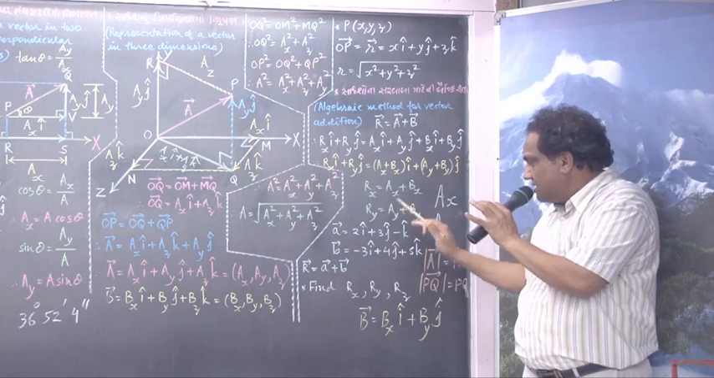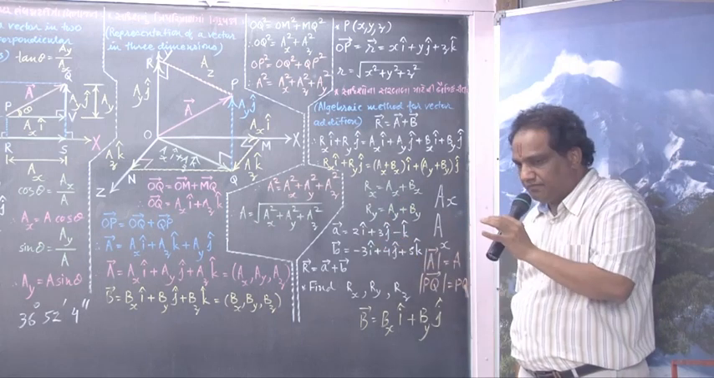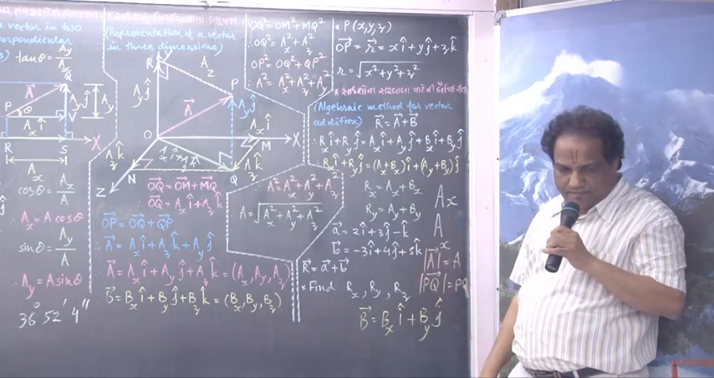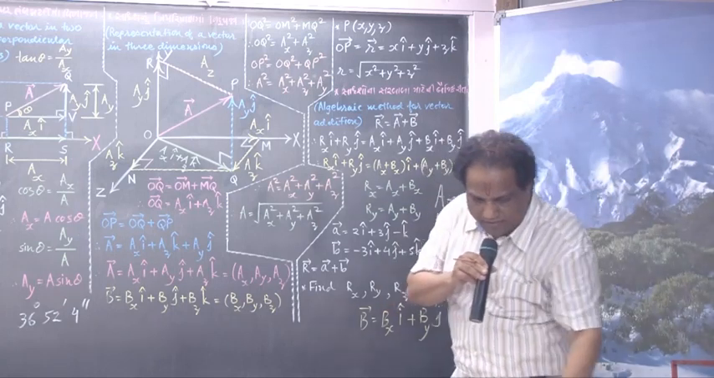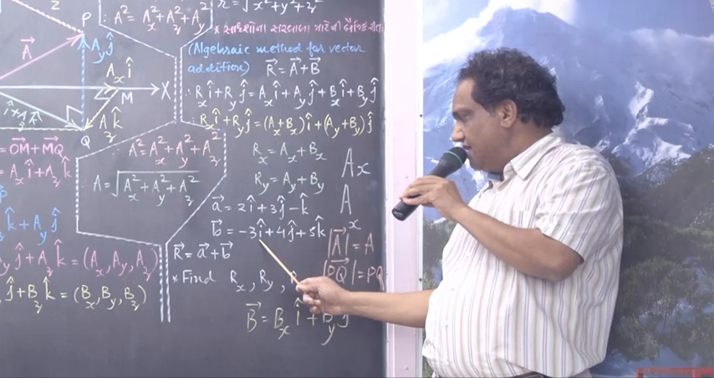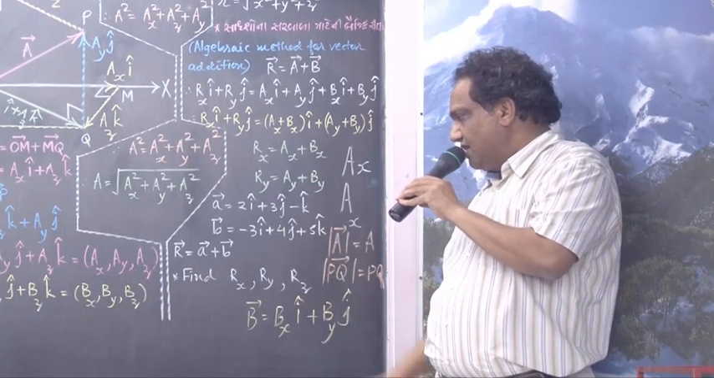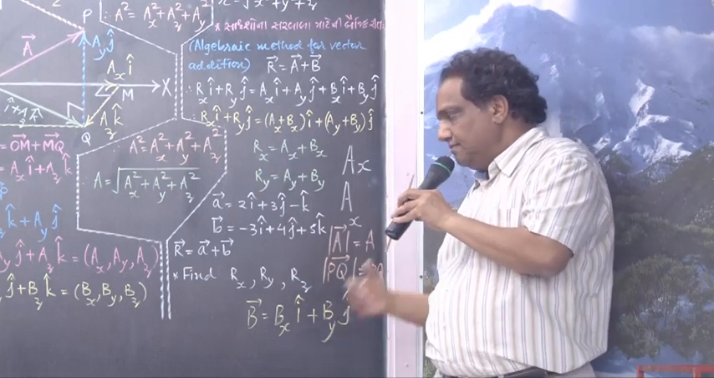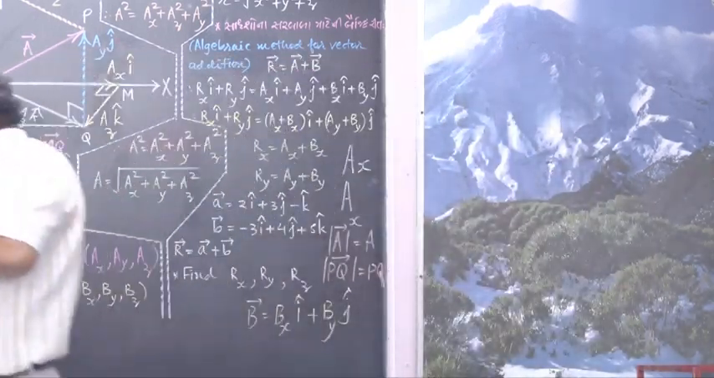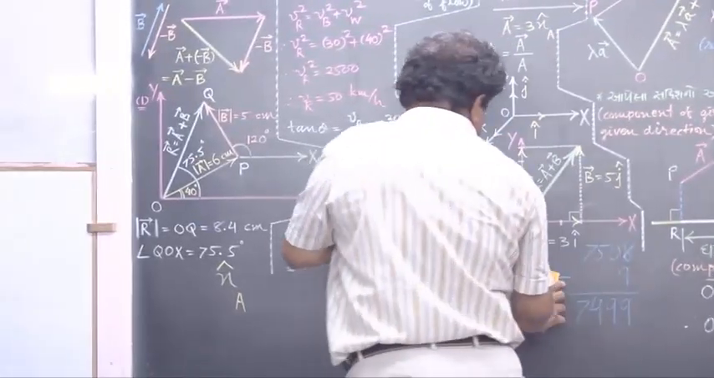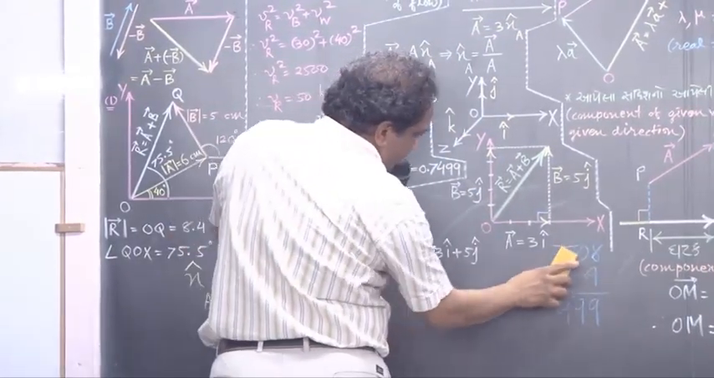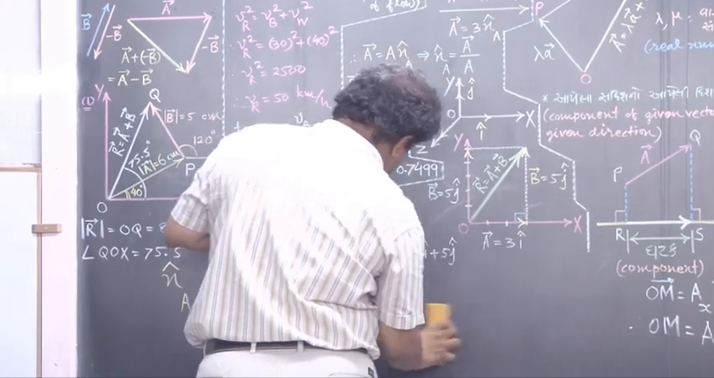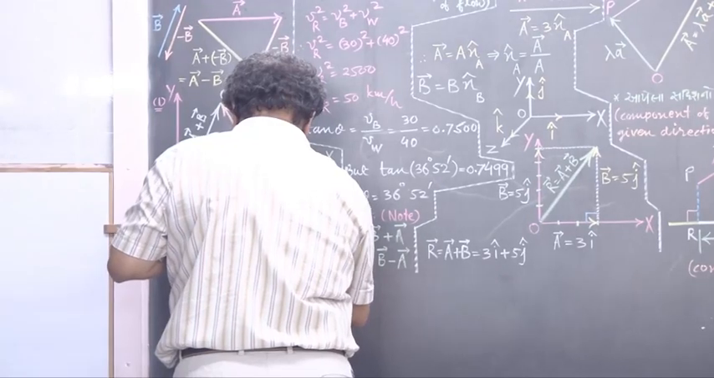Okay. Based upon this, I am giving you one little sum. Write down. Given: minus 3i hat plus 4j hat plus 5k hat. Then find Rx, Ry, Rz.